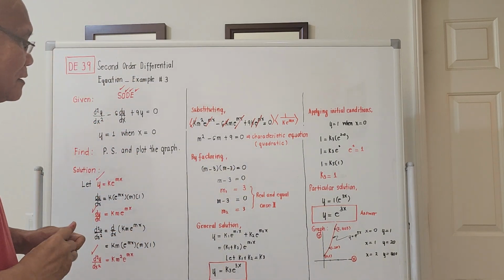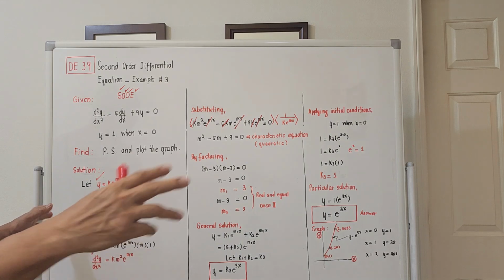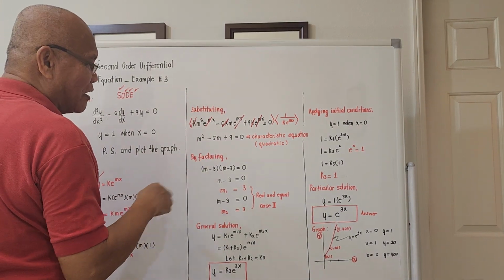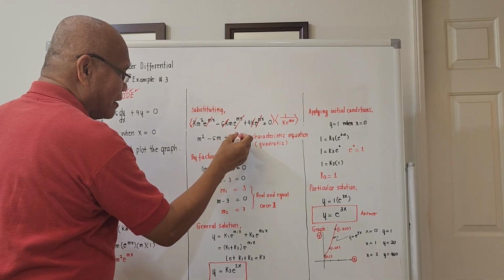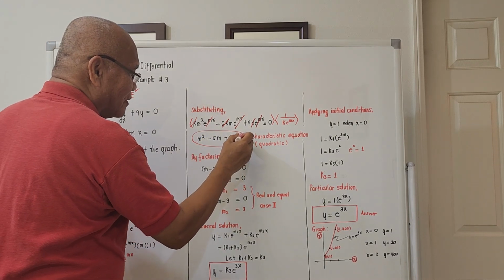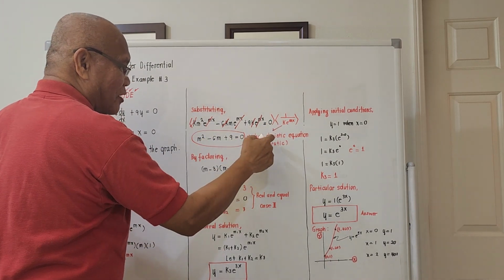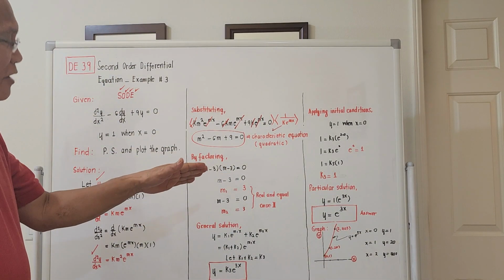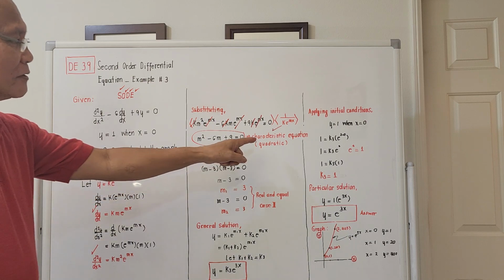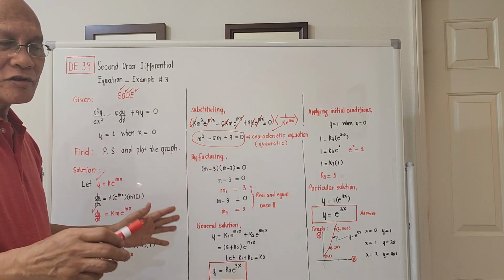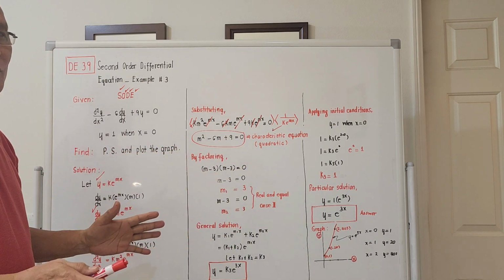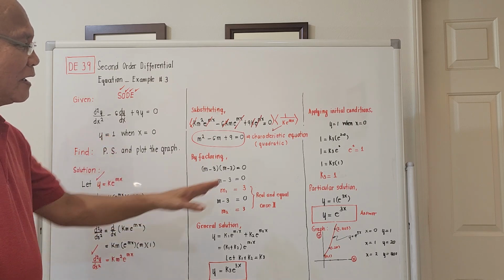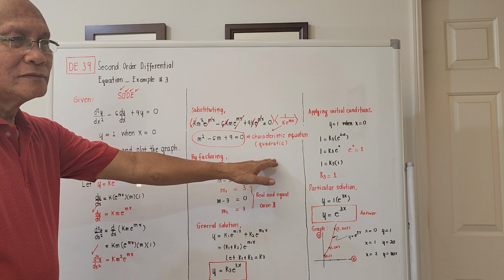I haven't placed this one the last time around, but under second order differential equation, the resulting equation is termed a characteristic equation. Characteristic meaning it's the equation that involves the exponent of the resulting solution. And that is actually quadratic.